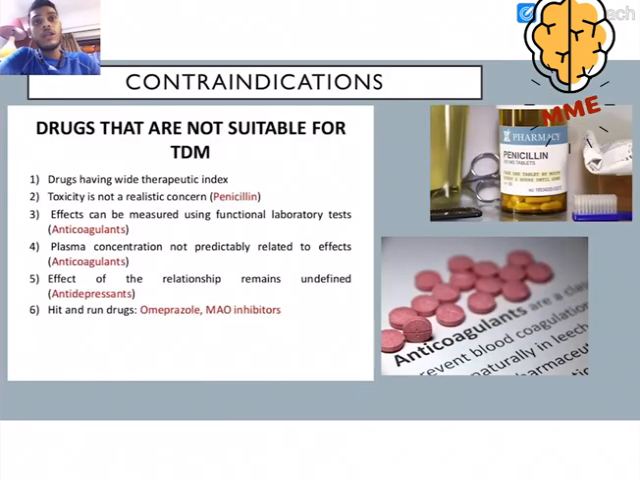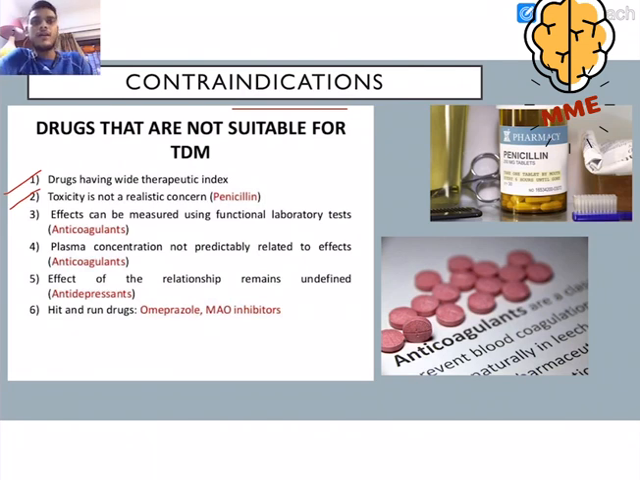And most importantly, if there are indications, there are also contraindications, right? And what are the contraindications? Drugs having a wide therapeutic index. If the difference between the toxic concentration and the therapeutic concentration of the drug is large, we don't need to uselessly bother with therapeutic drug monitoring. And in drugs where toxicity is not a realistic concern, that is, where toxicity is not very prevalent, we need not do so.